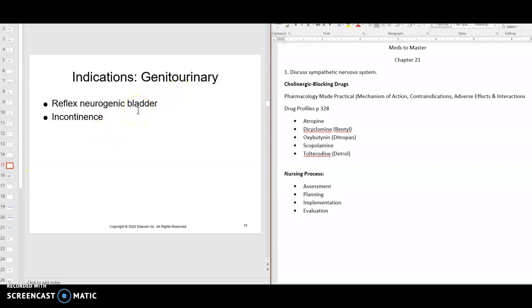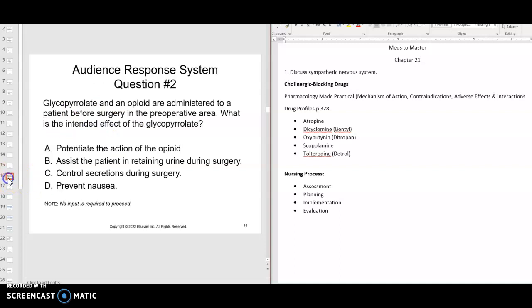Genitourinary, I might have it on an individual that has that neurogenic bladder, like I mentioned earlier, somebody that has a hard time holding their urine, somebody that has frequency with urinary incontinence would be a good candidate for this. So if we look at one of our medications, even if you don't know what this is, we're going to say this is an anticholinergic medication.